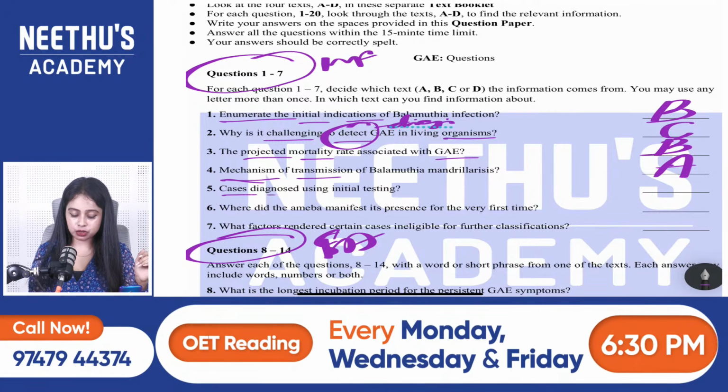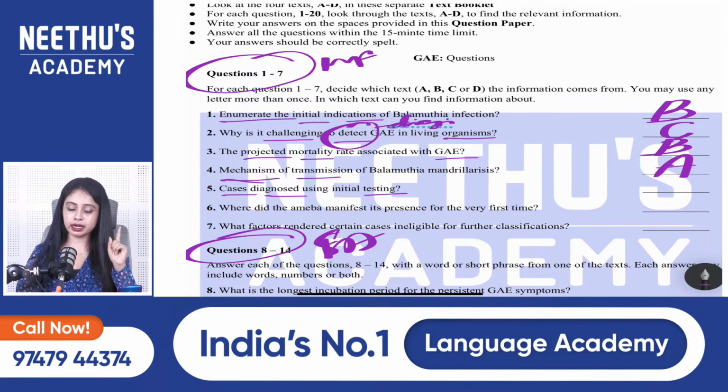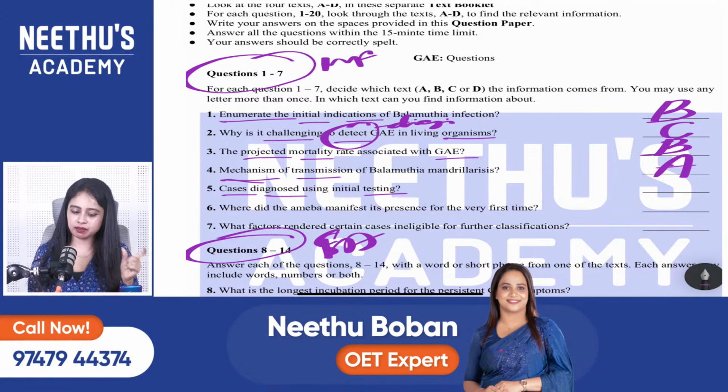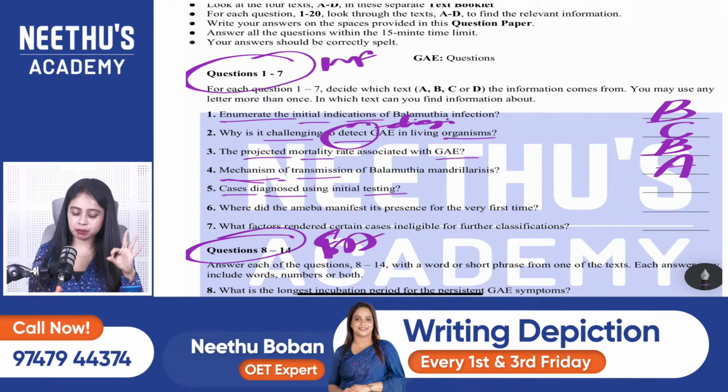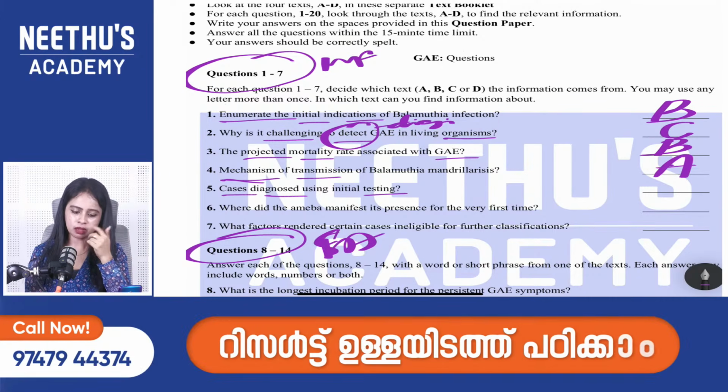Fifth one: cases diagnosed using initial testing. So, cases, diagnosis, testing. Where is it mentioned? Diagnosis is mentioned in text C, we know that. But don't ever conclude that it is text C with one keyword. We have underlined three keywords here. From diagnosis, maybe it is from text C, but we have other keywords here: cases, diagnosed, testing, initial testing. Where is it mentioned?